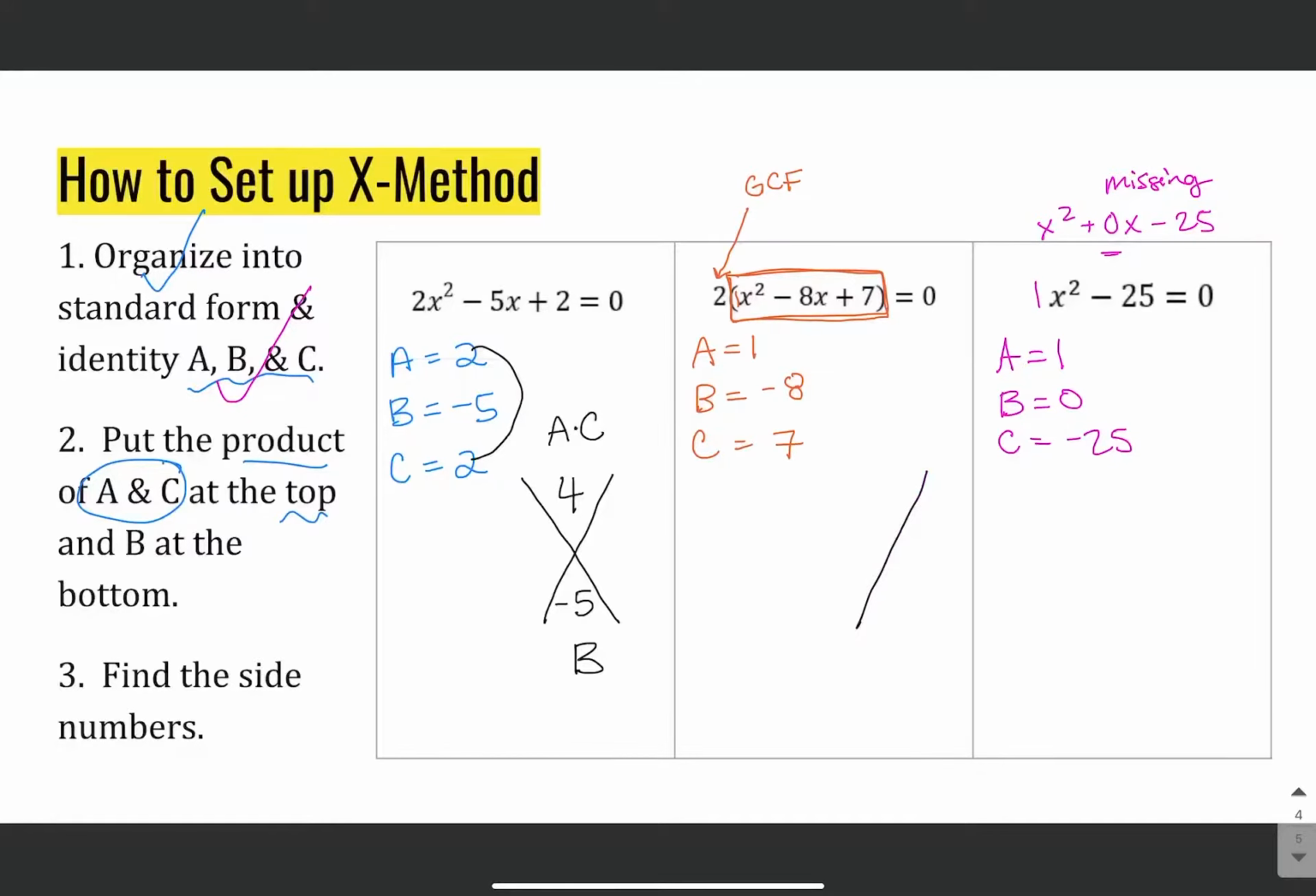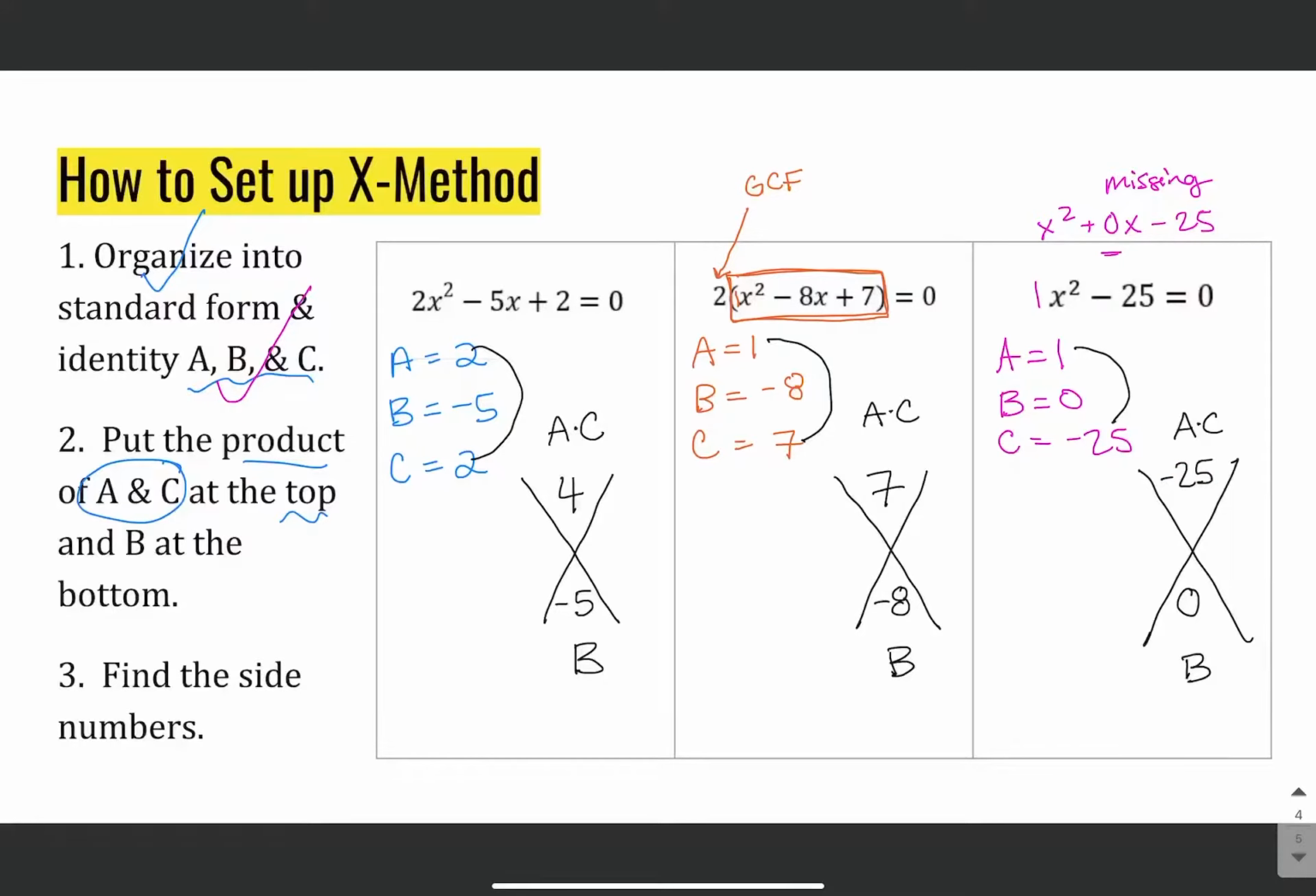So again, I need to set up my X method. A times C at the top, B at the bottom. So 1 times 7 is 7, and then just a -8. And last but not least, I've got A times C and B at the bottom. So 1 times -25 is -25, and then 0 for B. All right, so now we know where these top and bottom numbers come from. They come from, again, A times C at the top and B at the bottom.